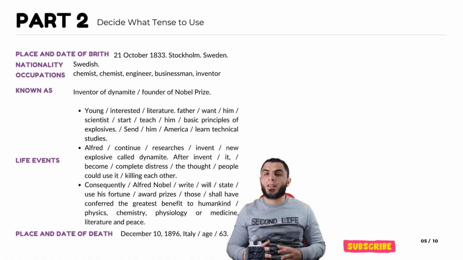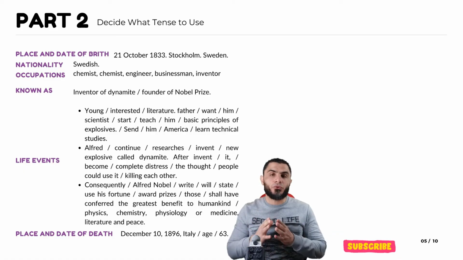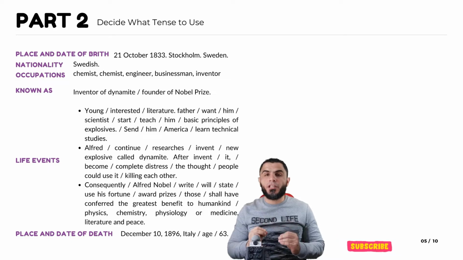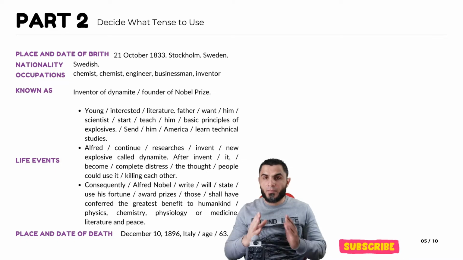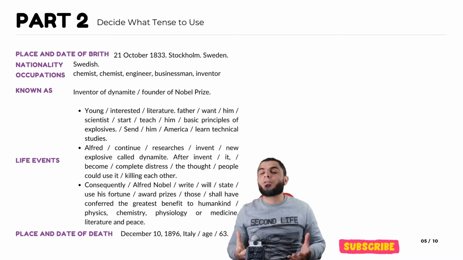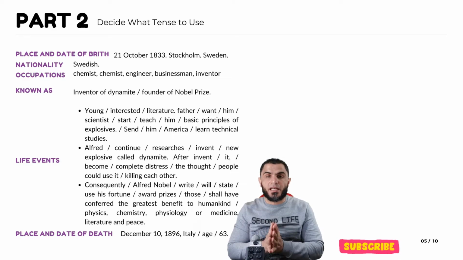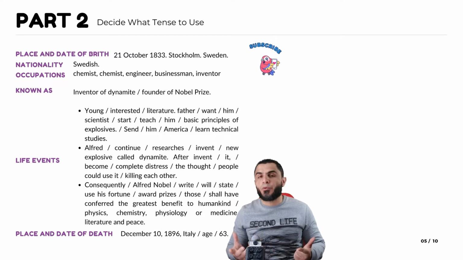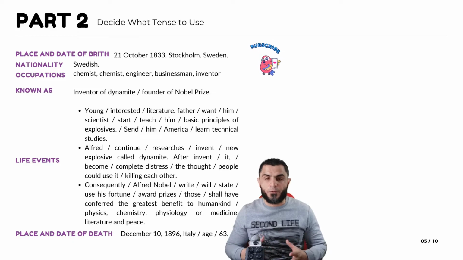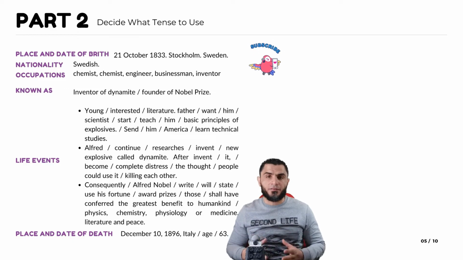The second part is to decide what tense to use. Here, it should be noted that tenses could vary from one biography to another. Let me explain this point. If the person you are writing about is dead, this means that the appropriate tense to use is the simple past. However, if he or she is alive, this means that you might need to use the simple past, the simple present, as well as the present perfect, depending on the context you have. So please bear this in mind.